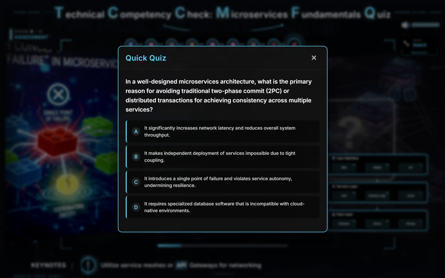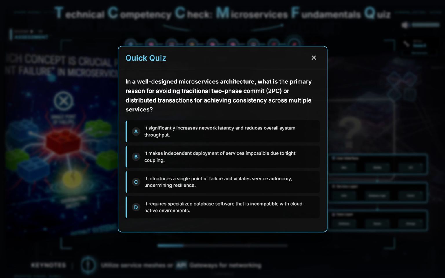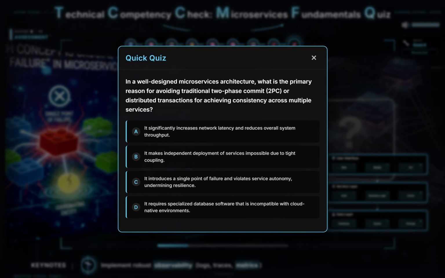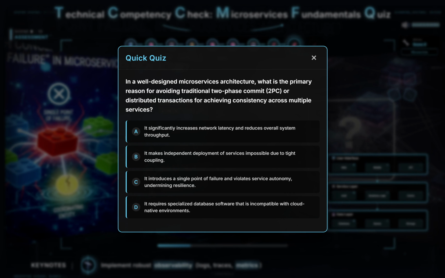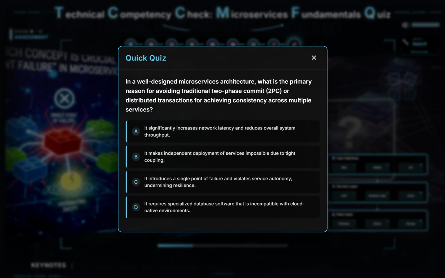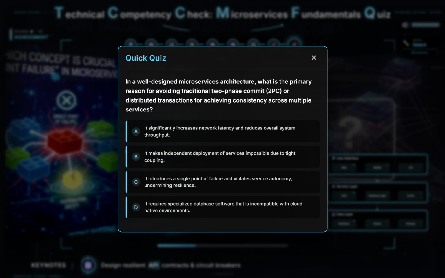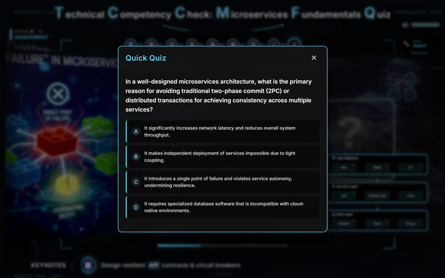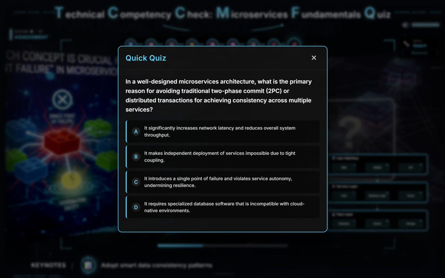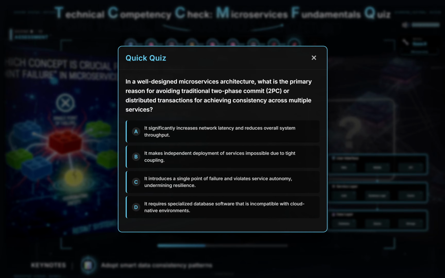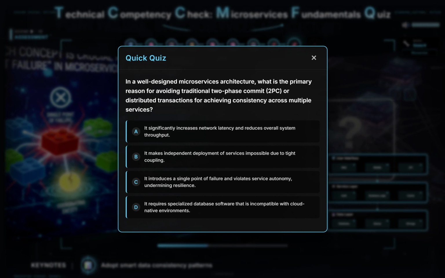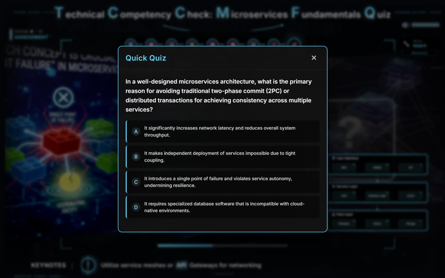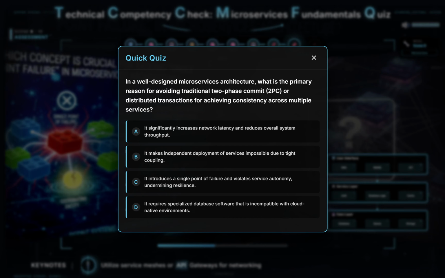In a well-designed microservices architecture, what is the primary reason for avoiding traditional two-phase commit, 2PC, or distributed transactions for achieving consistency across multiple services? Option A. It significantly increases network latency and reduces overall system throughput. Option B. It makes independent deployment of services impossible due to tight coupling. Option C. It introduces a single point of failure and violates service autonomy, undermining resilience. And Option D. It requires specialized database software that is incompatible with cloud-native environments. Take a moment to consider which one truly captures the core architectural principle at play.